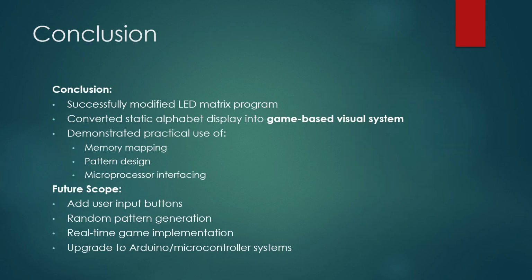So the conclusion was that I have successfully modified the LED matrix program and converted a static alphabet display into a game-based visual system, demonstrating practical use of memory mapping, pattern design, and microprocessor interfacing. Future scope could be to add a user input button, random pattern generation instead of going through stone, paper, scissors in the same consecutive manner, and a real-time game implementation using computer vision to check what kind of hand the player is using. Also, we can extend it using Arduino and other microcontroller systems.